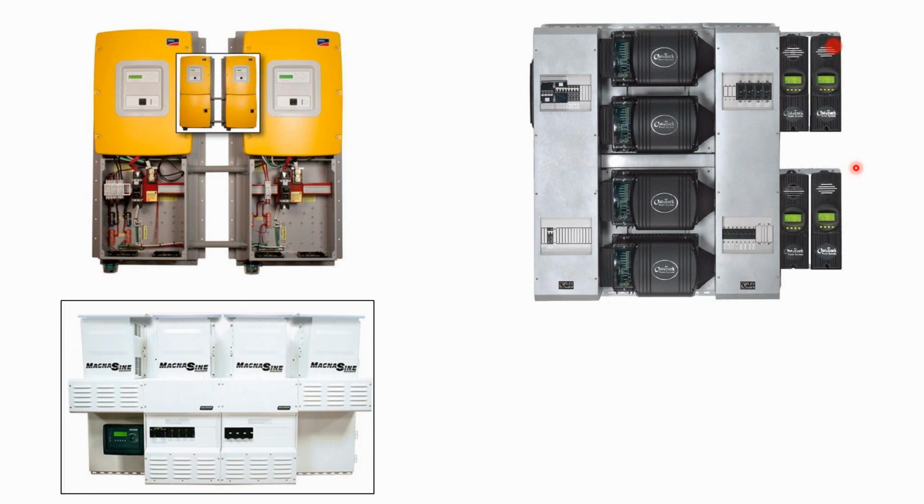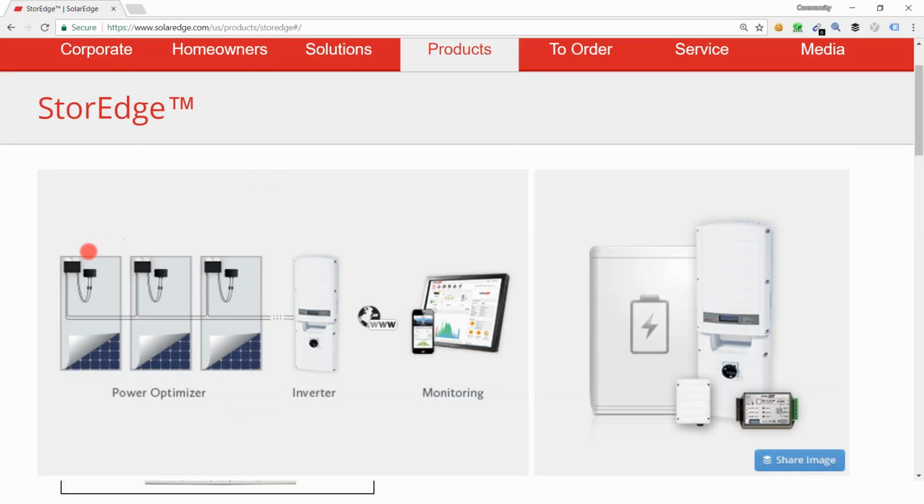Your charge controllers are kind of like the SolarEdge system here. Your charge controller is just like the SolarEdge optimizer, except it'll handle the whole circuit of modules and not just one module. It'll take that varying voltage coming out of the array and fix it before it goes into the battery bank.